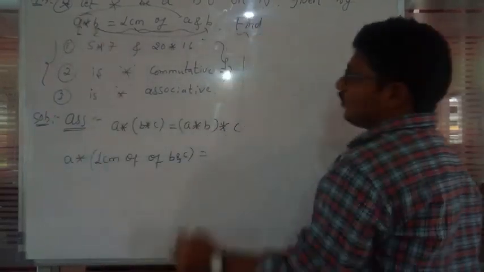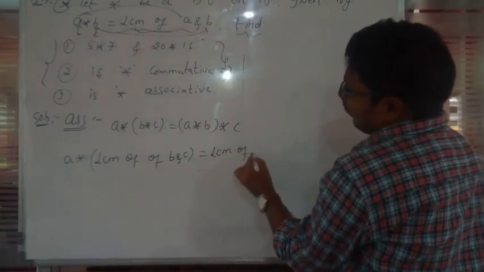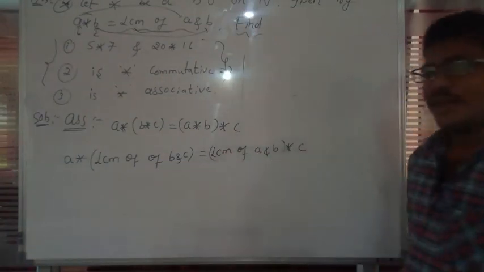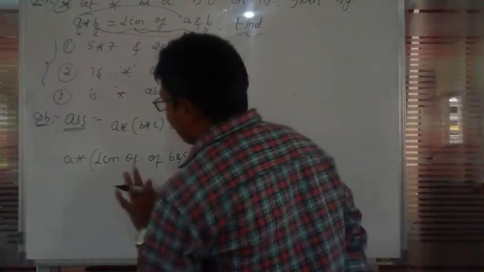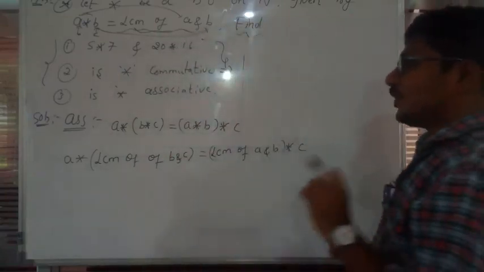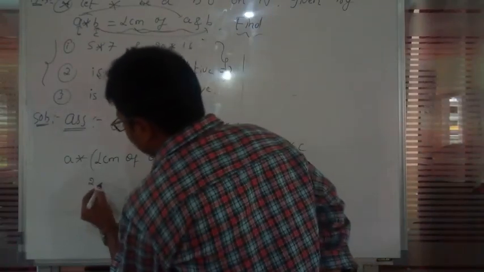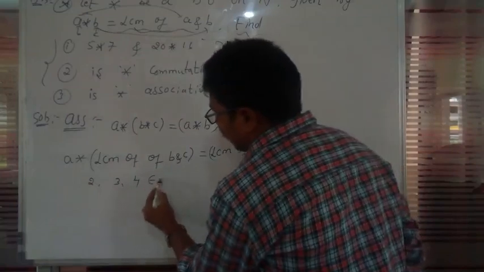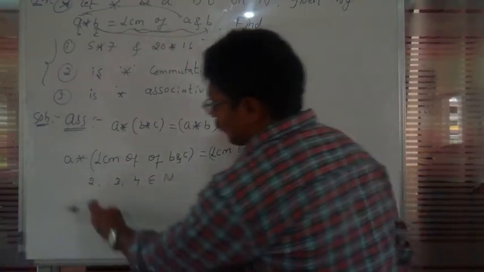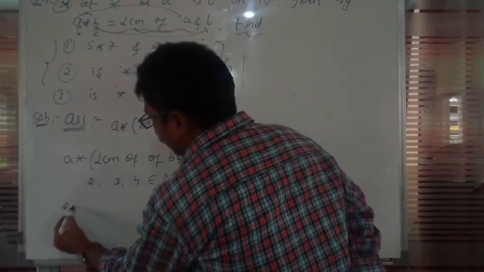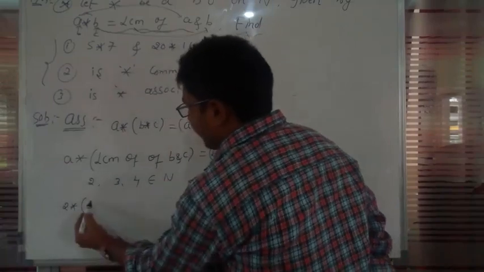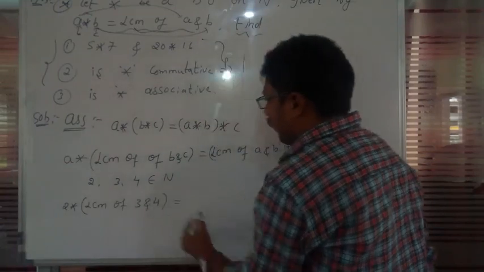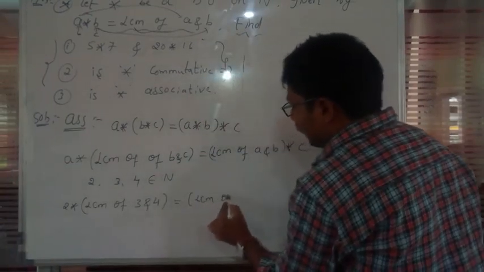A star B is equal to LCM of A and B. So next, star of C. If we have not understood this clearly, we should just take numbers: 2, 3, 4. Suppose 2, 3, 4 are natural numbers. First, A is 2, and 2 star of LCM of B and C, that is LCM of 3 and 4, is equal to LCM of A and B.